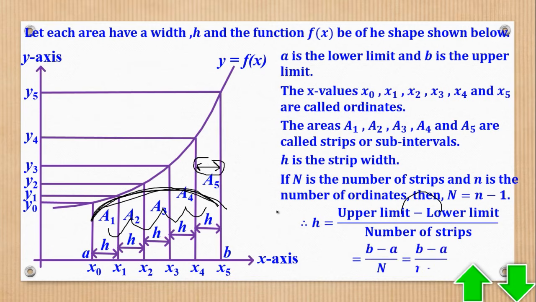Now these formulas are very, very vital. So if you are given strips, you just divide by the number of strips, but if you are given ordinates, you have to remember that you say the number of ordinates which are given, minus 1. So this formula is also very vital. We shall see how vital it is when we start performing some of the worked examples.